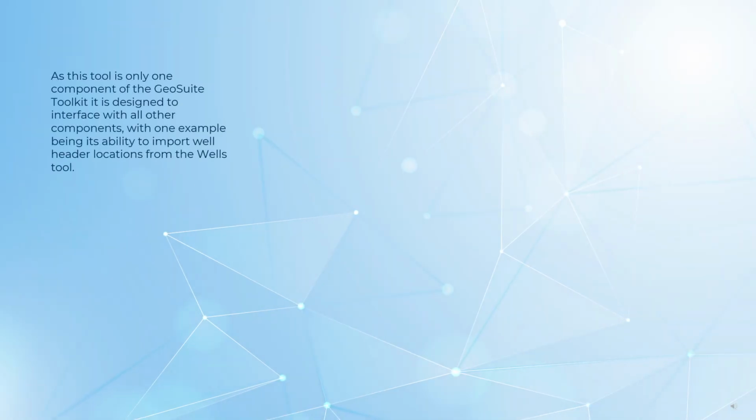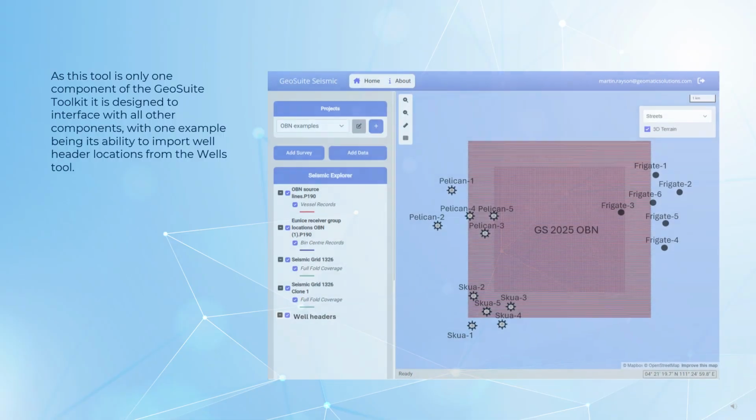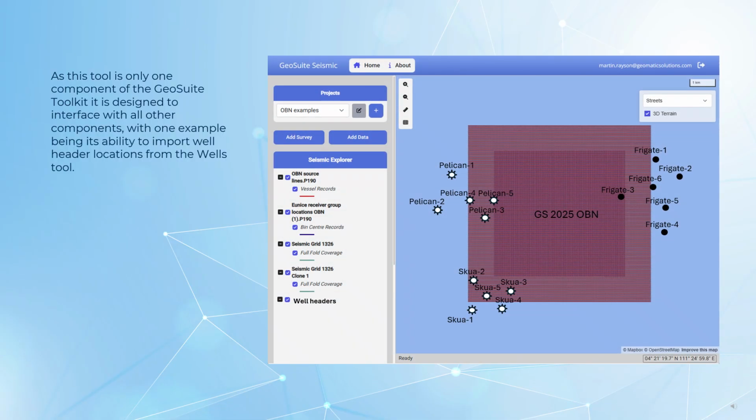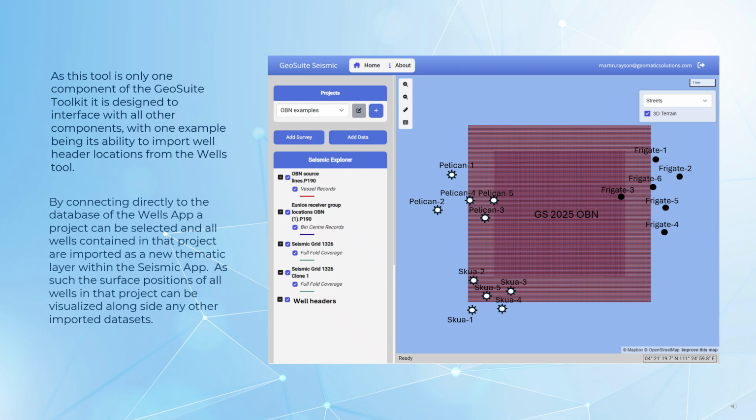As this tool is only one component of the GeoSuite toolkit, it is designed to interface with all other components, with one example being its ability to import well header locations from the Wells tool. By connecting directly to the database of the Wells app, a project can be selected and all wells contained in that project are imported as a new thematic layer within the Seismic app. As such, the surface positions of all wells in that project can be visualized alongside any other imported datasets.